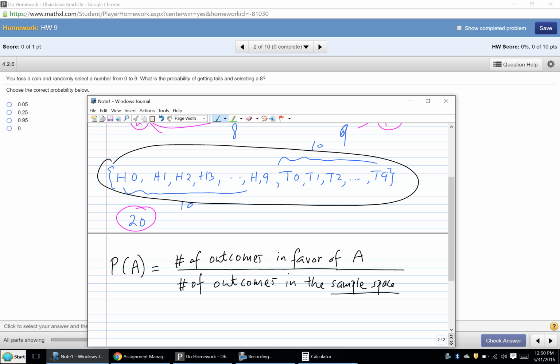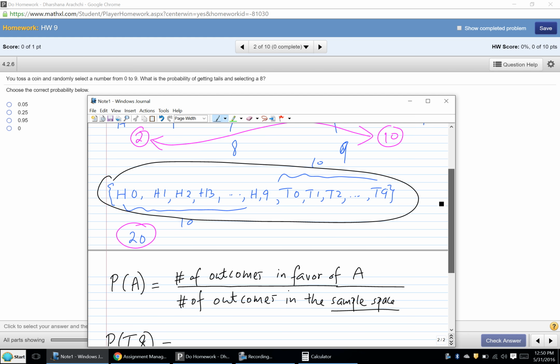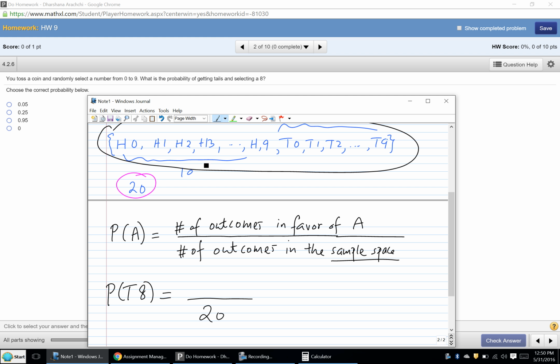For this example, we have to find the probability of getting a tail and selecting a number 8. The denominator is 20 because the number of outcomes in the sample space is 20. That's the sample space, right? And then out of this sample space, how many outcomes are favorable to T with 8? There's T with 8 here, right? That's the only outcome that is favorable to T and 8. So just one.